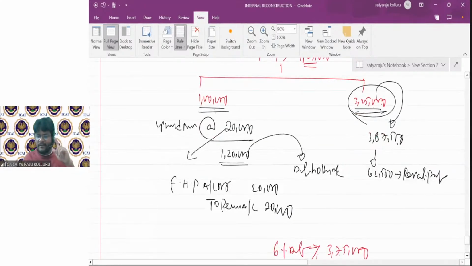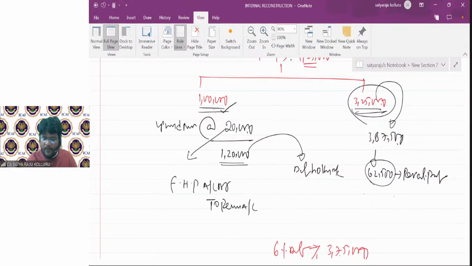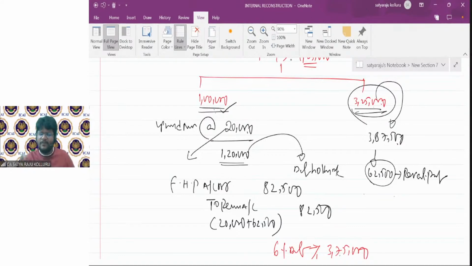Now, concentrate, guys. For this 1 lakh, I am getting 20,000 revaluation profit. For this 3,25,000, I got 62,500 revaluation profit. No need to pass the entry two times. Here, freehold property to reconstruction 20,000. Here again, freehold property to reconstruction 62,500. On behalf of that, directly you can pass one entry: freehold property to reconstruction 82,500, if you want, in brackets 20,000 plus 62,500. If you made one entry, that is more than enough. Or if you want, you can pass it two times also. Not required actually. That is related to the balance of freehold property.